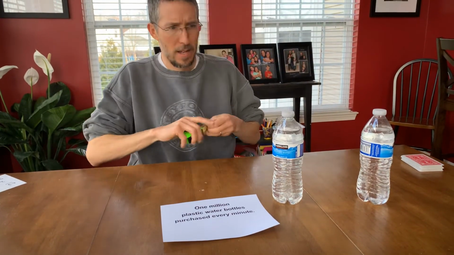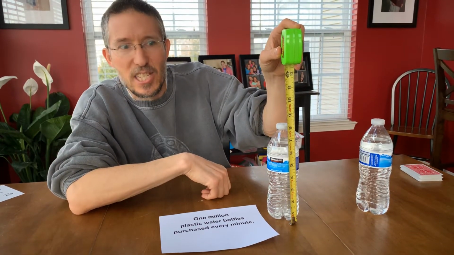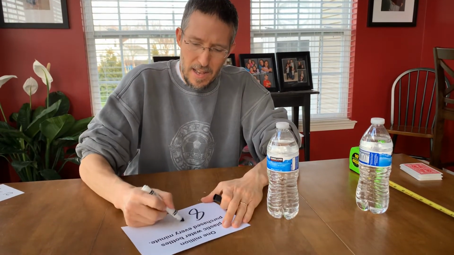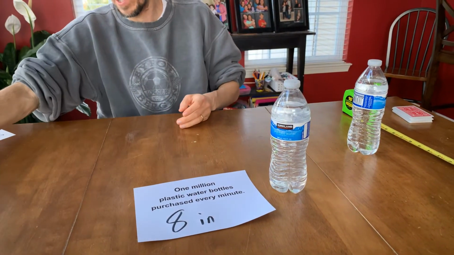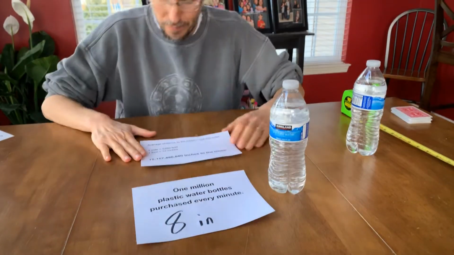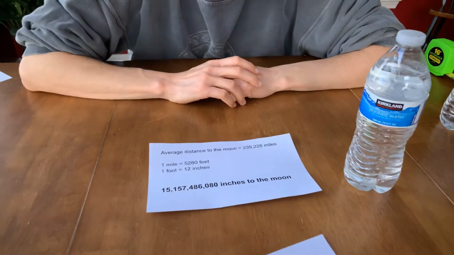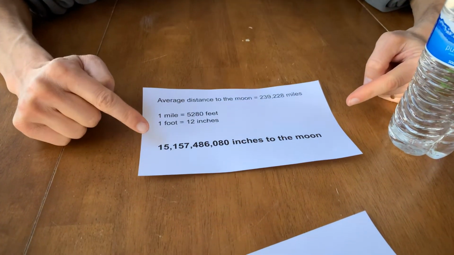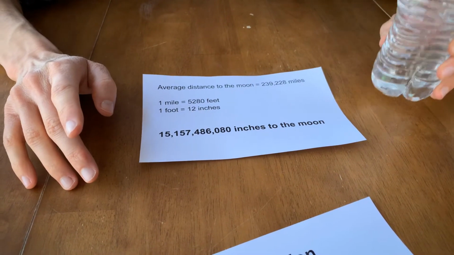That's going to be the question. So, what we need to know is how big a water bottle is, and you're going to see they're almost exactly 8 inches tall. So a water bottle is 8 inches. Now we need to get to the moon. Well, the average distance to the moon is 239,000 miles. Now, I converted that for you because we want to know how many inches it is to the moon. That'll make this problem so much easier because our water bottle is 8 inches tall.